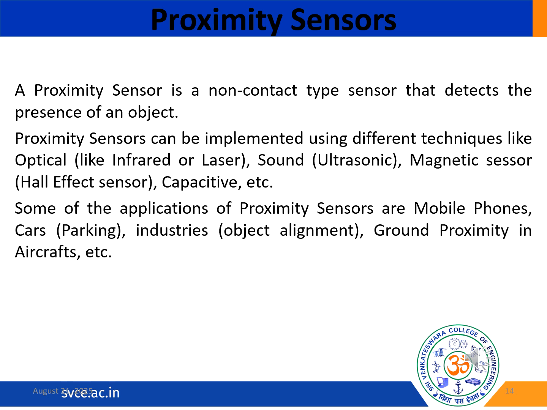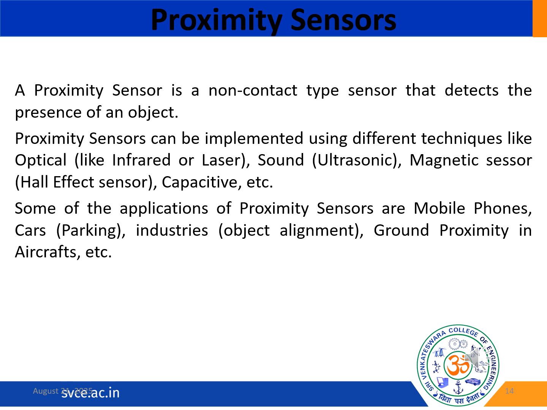You have to know what is meant by a proximity sensor. A proximity sensor is a non-contact type sensor that detects the presence of an object. Proximity sensors can be implemented using different techniques like optical, where we can use infrared or laser; sound, where we can consider ultrasonic; and the magnetic effect, where we can use a Hall effect sensor, capacitive, etc.